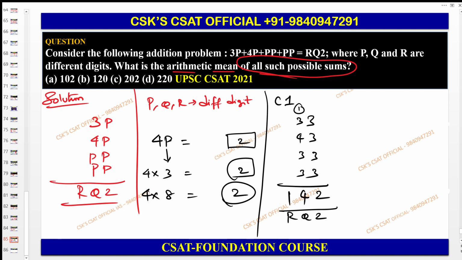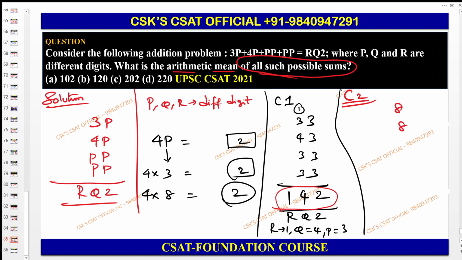Now listen, it is in the form of RQ2. In this case, R is equal to 1, Q is equal to 4. Right. You have found the value of P also. P is equal to 3. In such a situation, the solution is 142. Please mark it. This is nothing but 142. This is one possibility. What are the next possibilities? Case number 2. Case number 2 is with respect to 8 here.